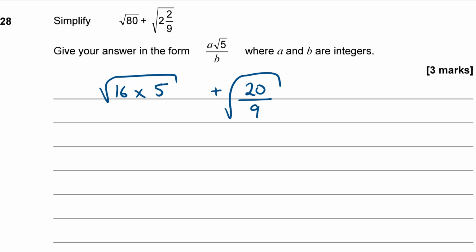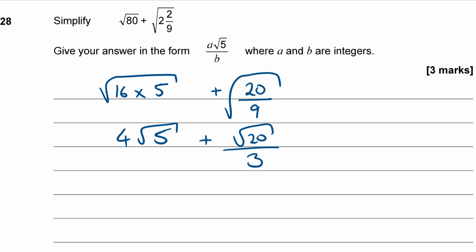So that first one, root 16 times 5, I can break that up into two different roots. The root of 16 times the root of 5. The root of 16 is 4, so that is 4 root 5. And on the other side, I can split that up into two roots. I can say that is the root of 20 divided by the root of 9. So that is the root of 20. The root of 9 is 3, isn't it? So it's that. So I've got root 20 over 3. Is that helping me?